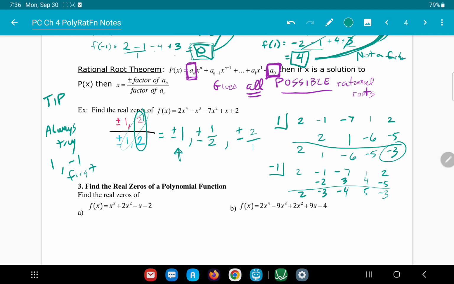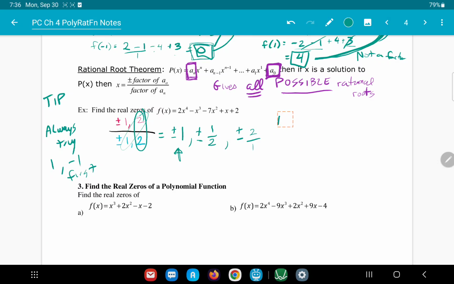You'll notice I am running out of space here. I'm hoping that you do see that 1 and -1 don't work. So what I'm going to do is just erase it because I'm running out of space, and that way I have more room for testing again. So this time, let's go ahead and try a different number. I'm going to go ahead and try another one now.